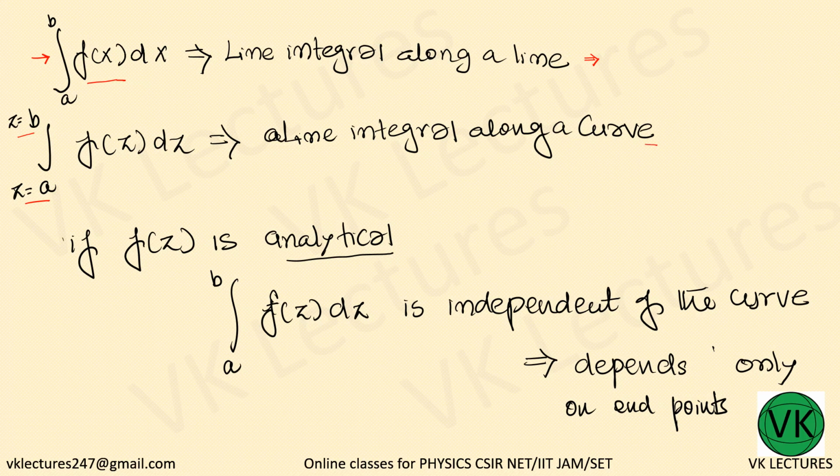connecting a and b. Now if this particular f of z is analytic, then it is independent of the curve. No matter what the curve is, the integral from a to b of f of z dz will be independent of the curve, and it depends only on the end points, which are a and b, and this would happen only if f of z is analytic.